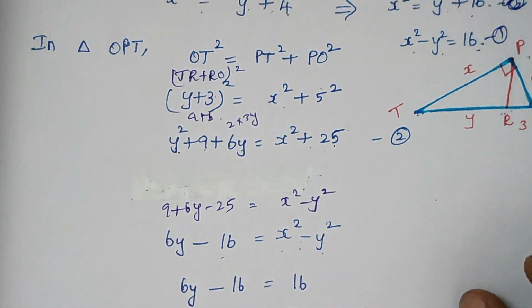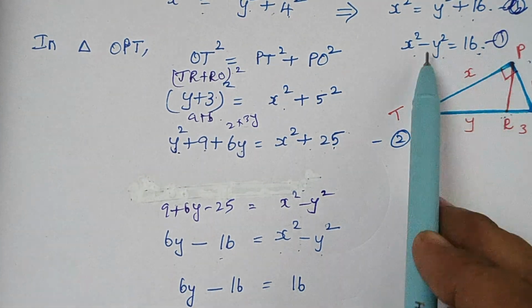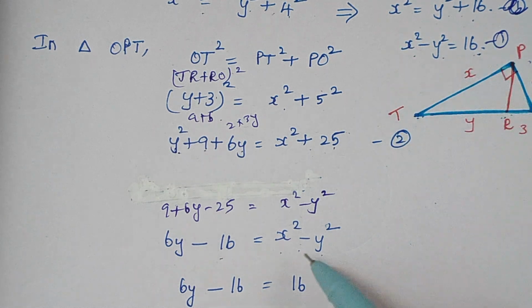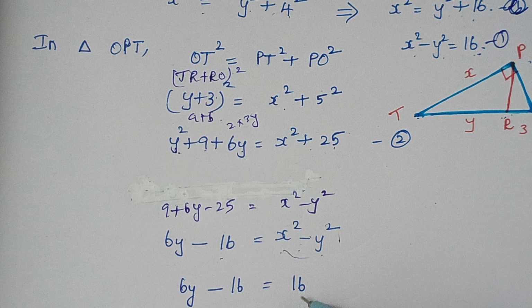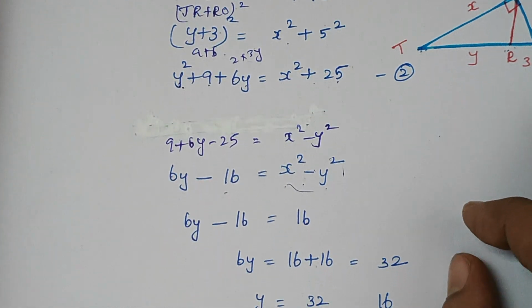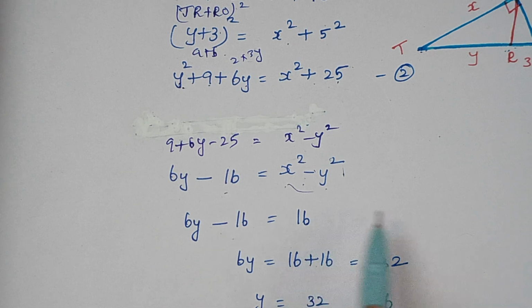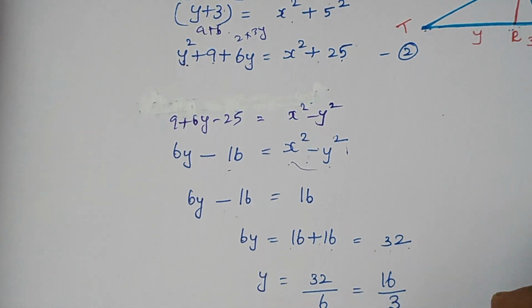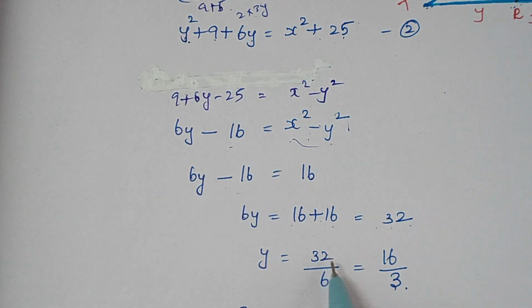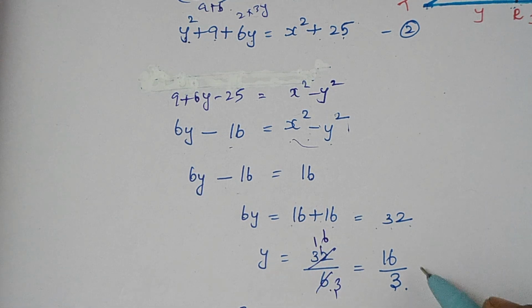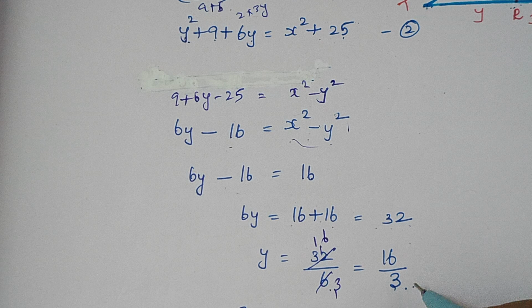Previously we had framed an expression, X square minus Y square is equal to 16. Therefore, just replace this X square minus Y square by 16 here. When you move this minus 16 to the right-hand side, it becomes plus. Therefore, 16 plus 16, which is equal to 32. Therefore, the value of Y is 32 by 6. When you solve, 6 2s are 12 and 3 2s are 6. So the answer is Y is 16 by 3.